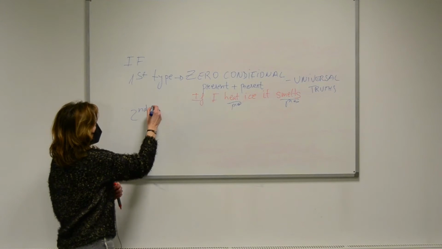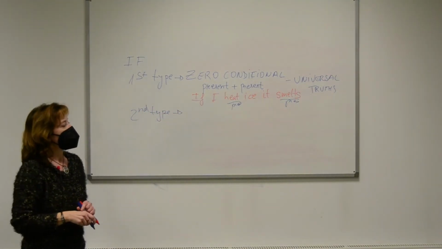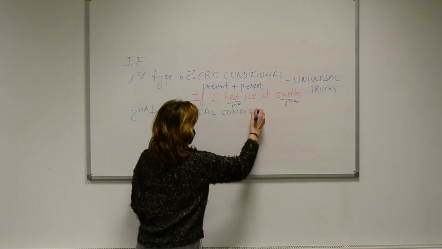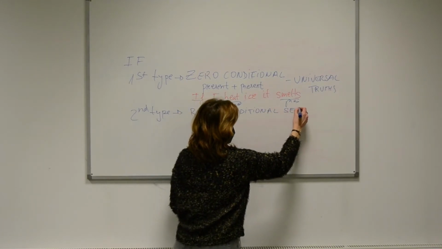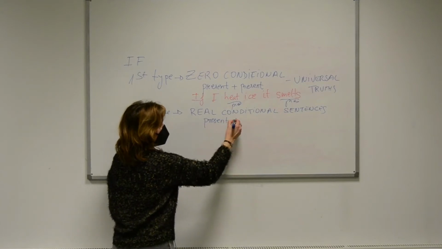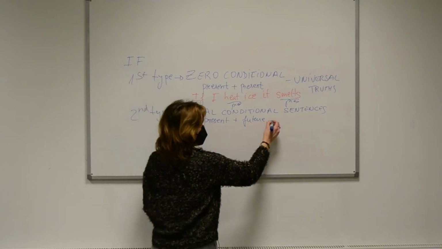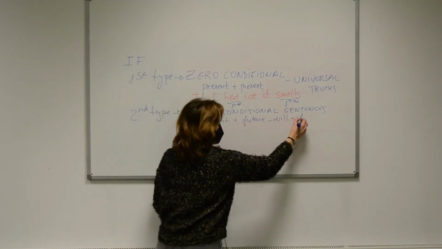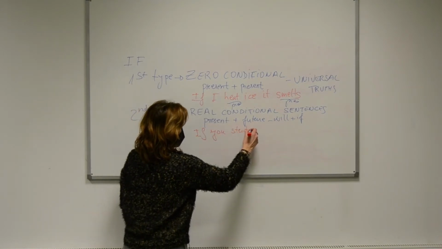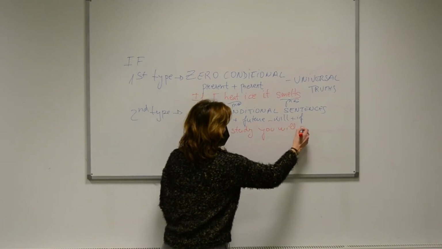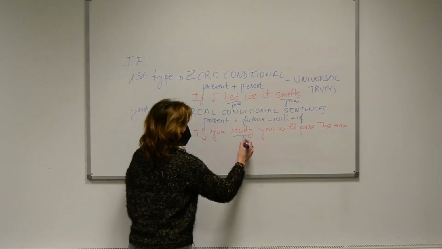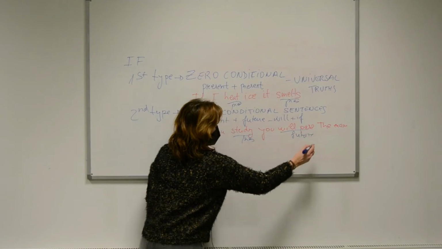The second type is called real conditional sentence. In this case, we have present in the if clause and future in the other clause. Future is will, as we can remember, will plus infinitive. For example, if you study, you will pass the exam. If you study, present, you will pass, future. You will pass the exam.